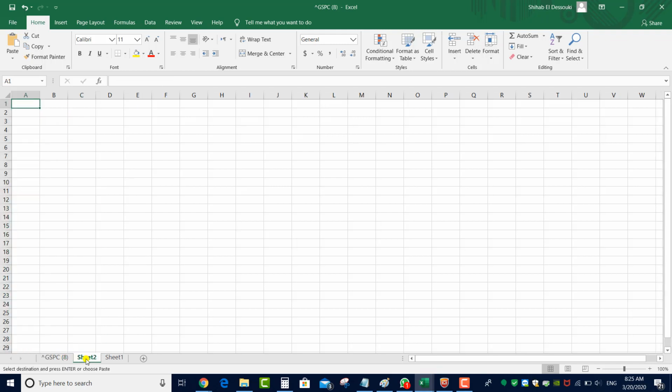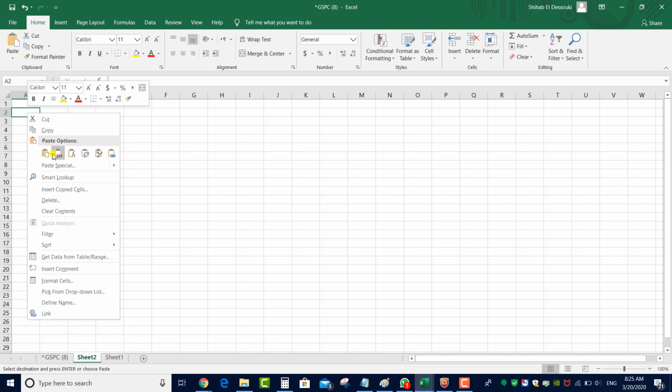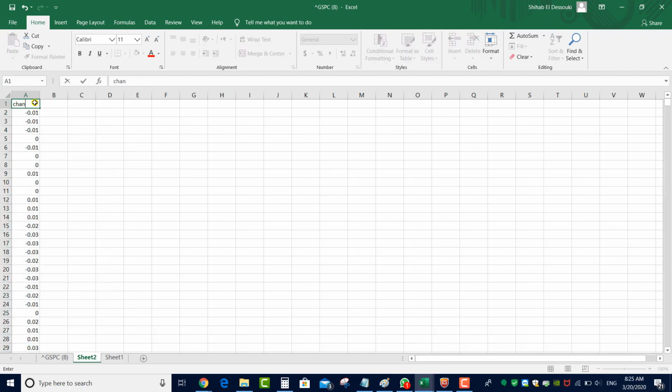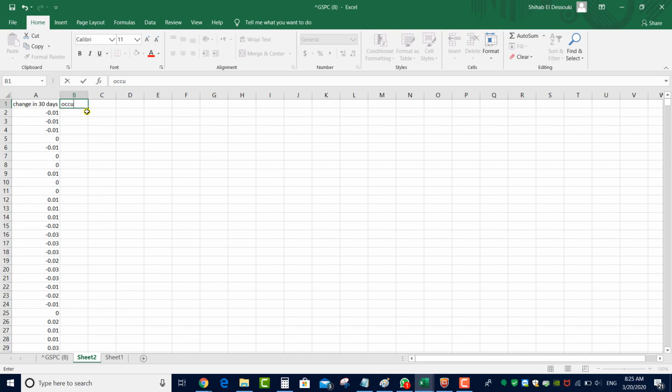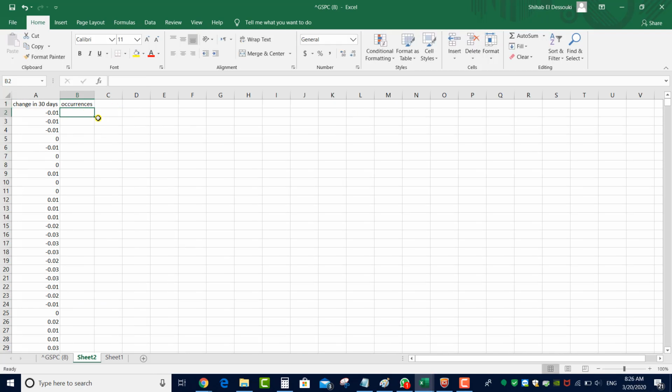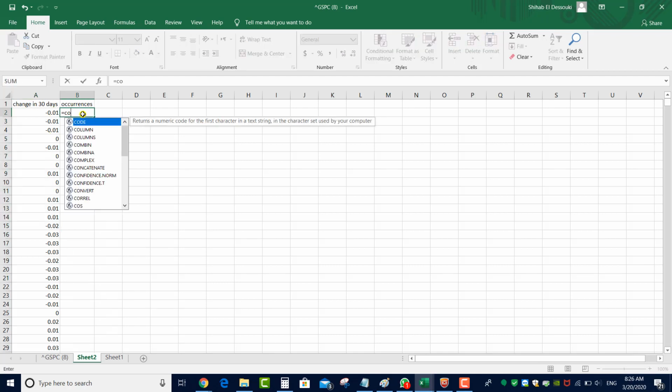I'm going to copy it, open a different sheet, and paste in values only. I'm going to call it change in 30 days. And the column next to it, I'm going to call it occurrences. So basically, I'm going to count the number of times the S&P 500 dropped 1% 30 days later, or stayed the same 30 days later, or moved up 1% 30 days later, or dropped 3% 30 days later. So I'm just counting the number of times these percentages happened 30 days later. So, a simple COUNTIF function.